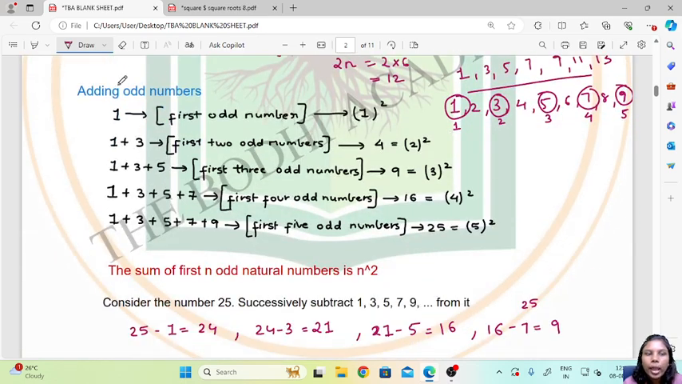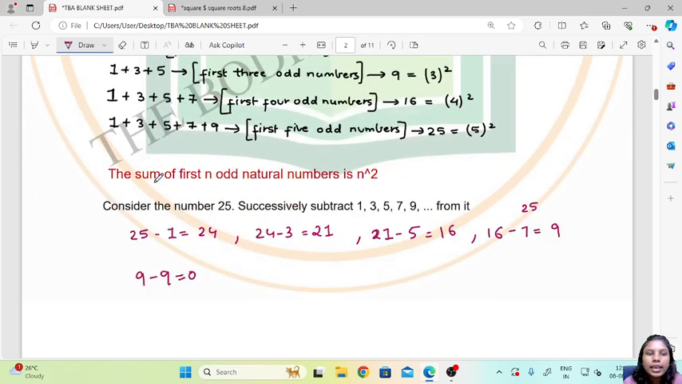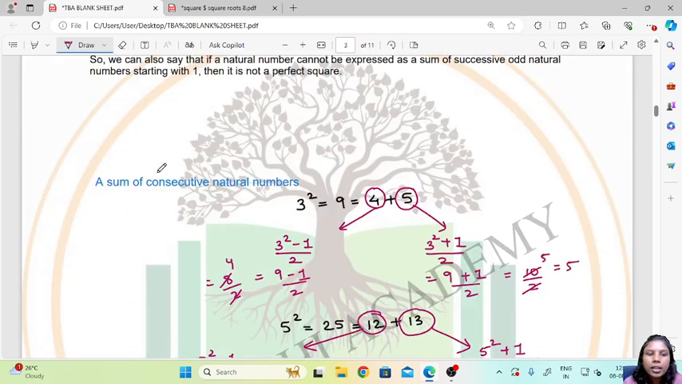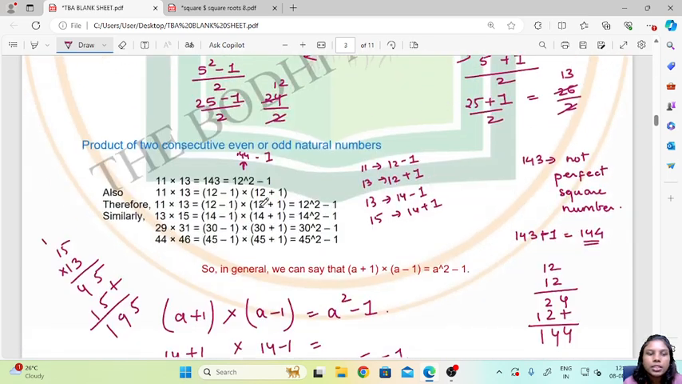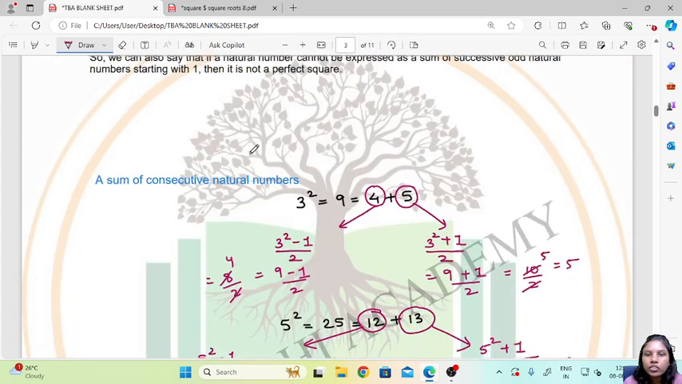Okay. So in today's video we learned about the numbers between the square numbers. Then we saw what happens on adding odd numbers. Then we saw the sum of consecutive natural numbers and also the product of consecutive even and odd natural numbers.